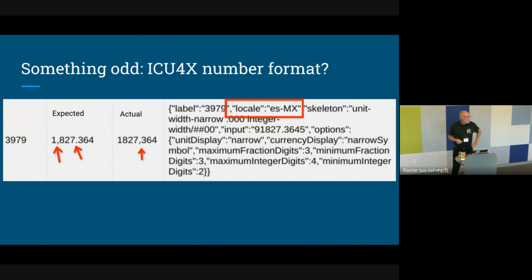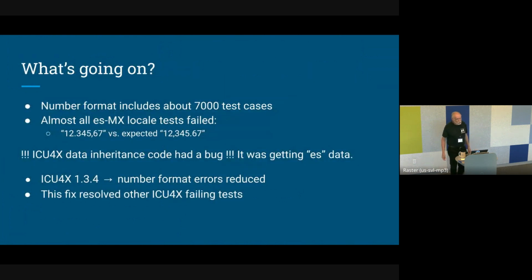But it was actually putting this out with a different format with a comma where I would expect a decimal point to be. And all this other information, we looked at it and we said, there's no good reason why we should be getting the actual versus the expected result. What's going on? So literally 2 weeks ago, Shane and I sat down with this and all the other failing tests and said, what the heck's going on? We looked at it. The number format has about 7,000 test cases. The ES-MX ones were failing. We took a good look, and I'm not the ICU4X programmer, but Shane is. And he said, let me figure out what's going on.